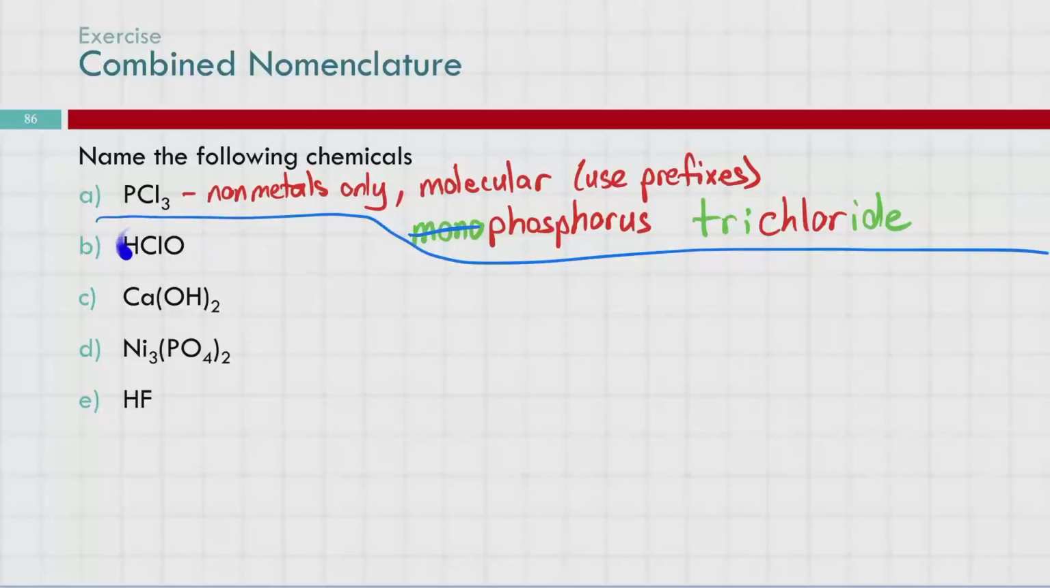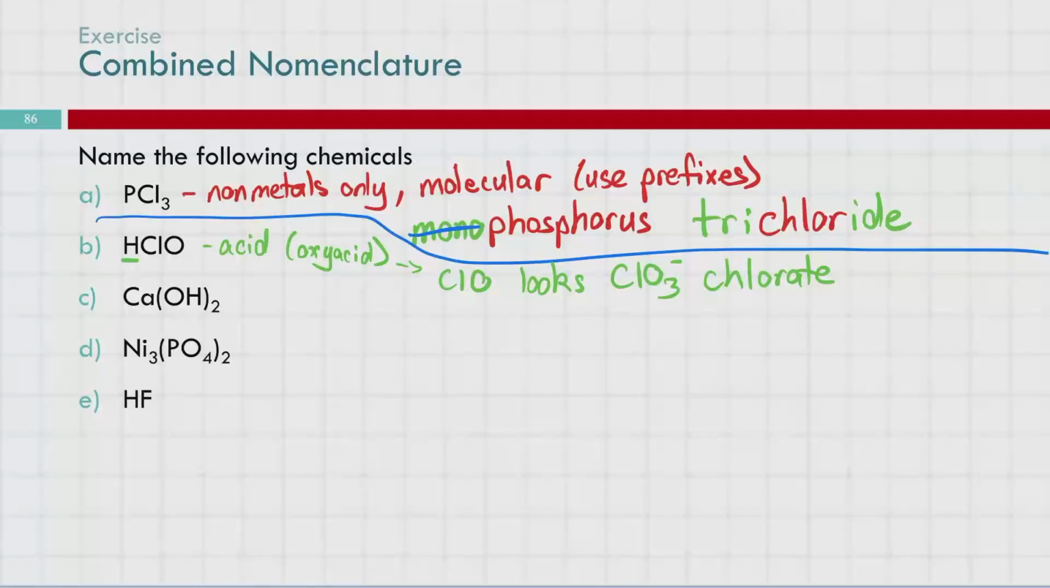What kind of chemical is HClO? It's an oxyacid. How do we know that it's an acid? It has hydrogen in front. We know that it's an oxyacid because we've got an oxyanion. The oxyanion that we have is ClO. ClO looks like ClO3 with a 1- charge, which is chlorate.